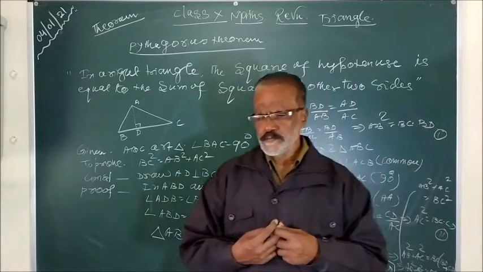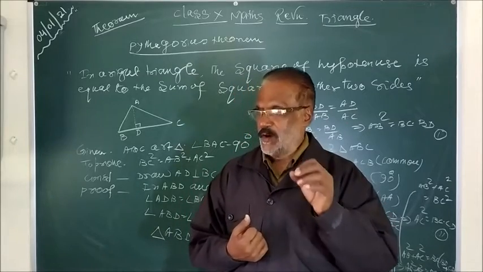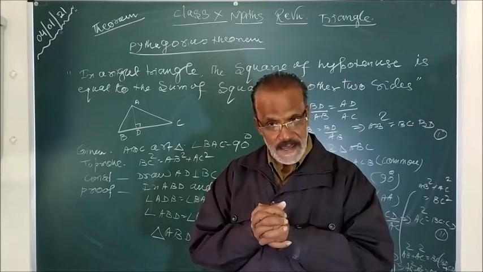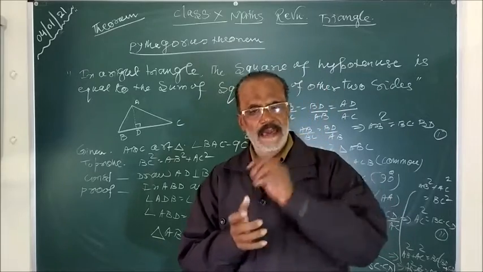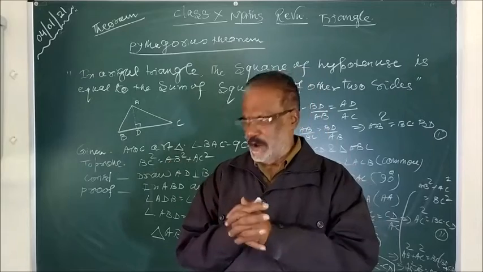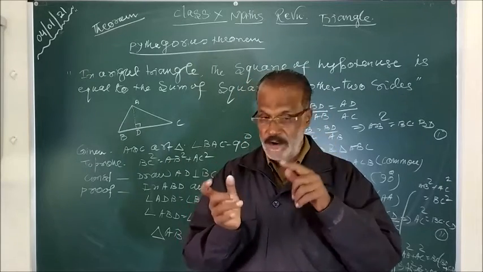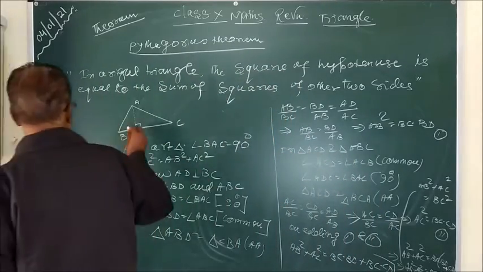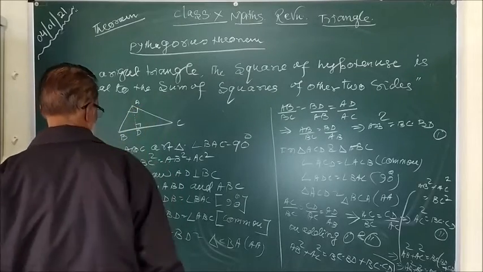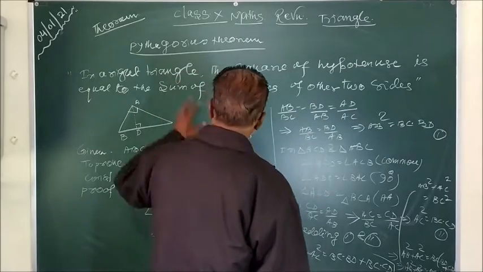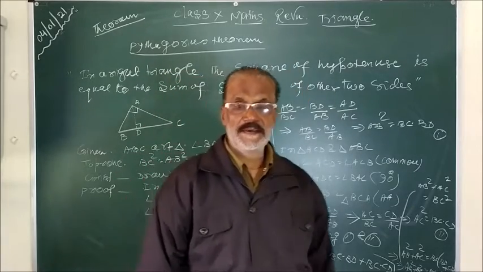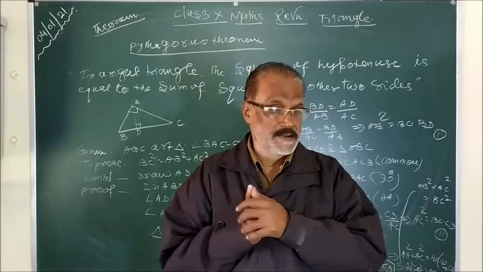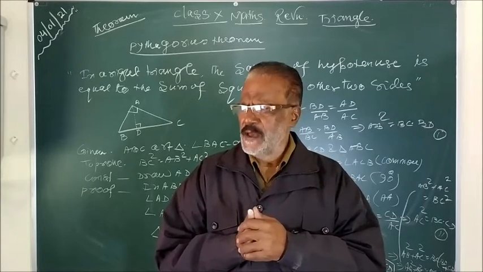In this theorem, in a right triangle, the square of hypotenuse you understand, in a right triangle, one angle will be right angle, and the side opposite to that angle will be hypotenuse. And the other two sides which form the right angle, the sides will be perpendicular and base. So in a right triangle, the square of hypotenuse is always equal to the sum of the squares of other two sides. Right? I would like to repeat.